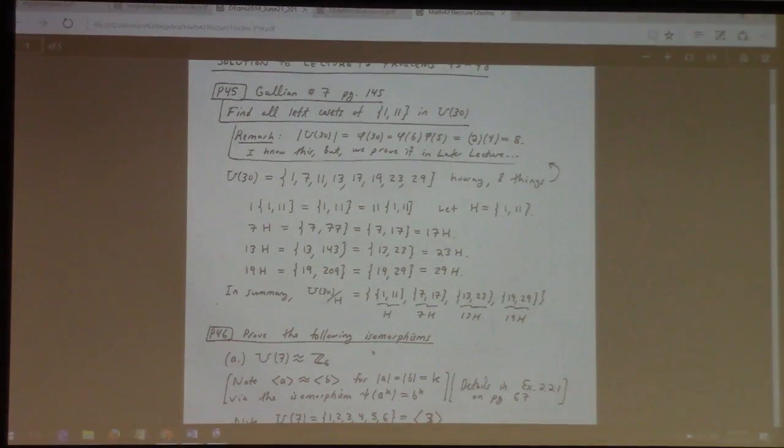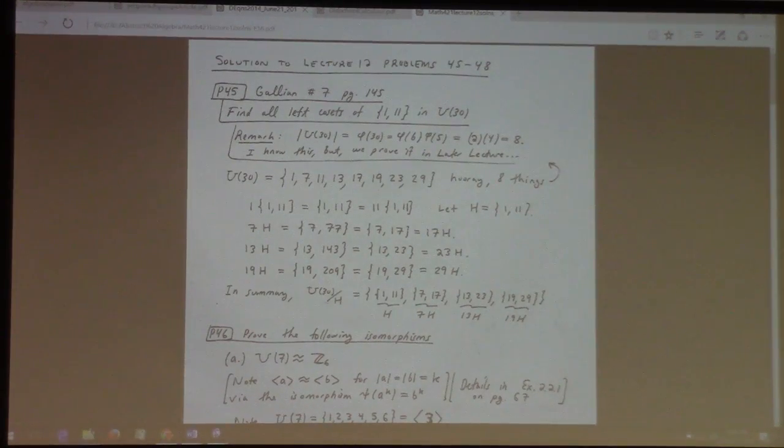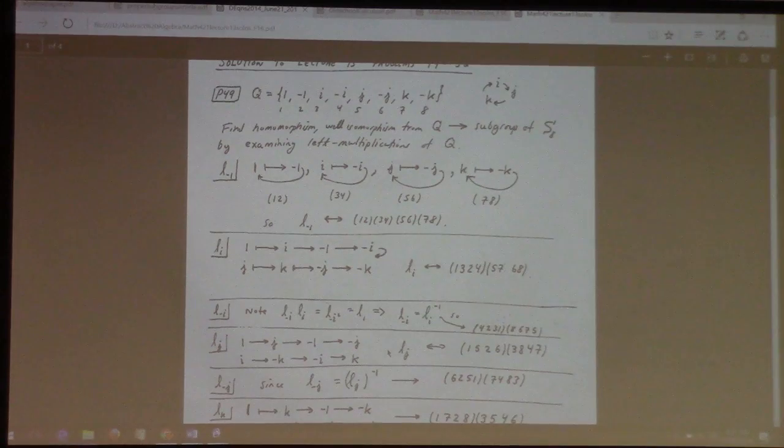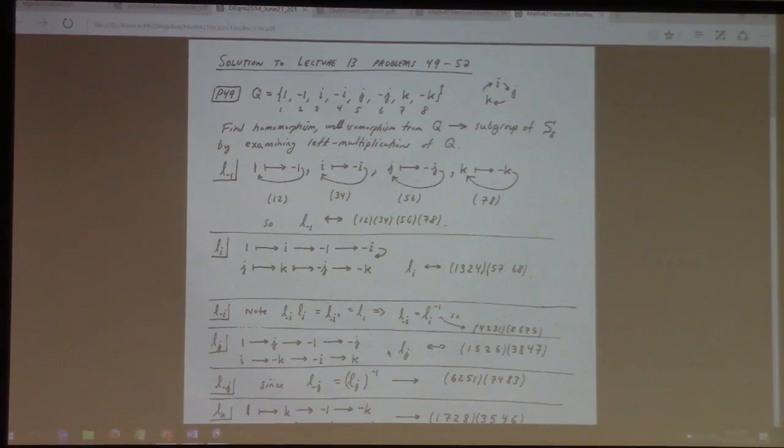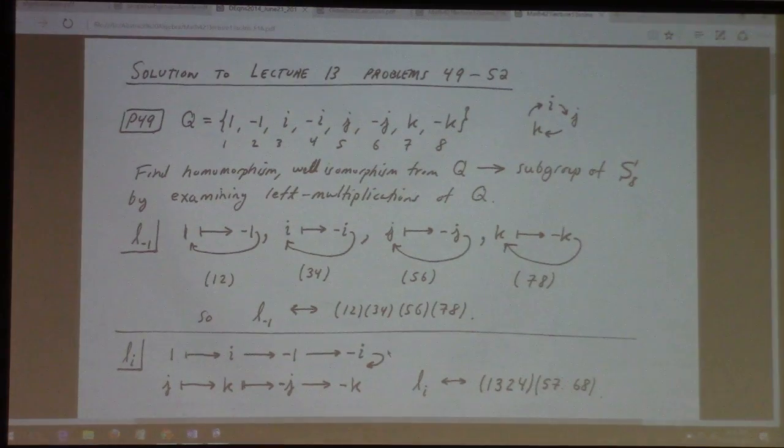Remind me where we got to last time. Was it lecture 12? I think you already went through. I went through 12 already. Okay. And so I will embark into 13. Okay, so let's see here.